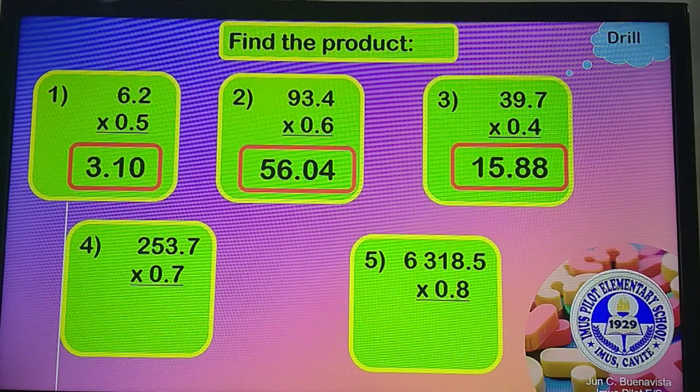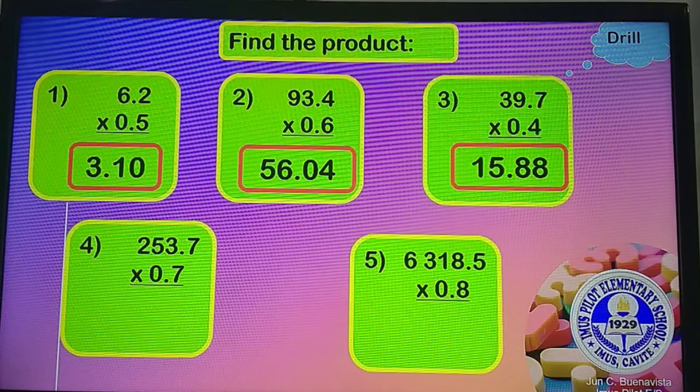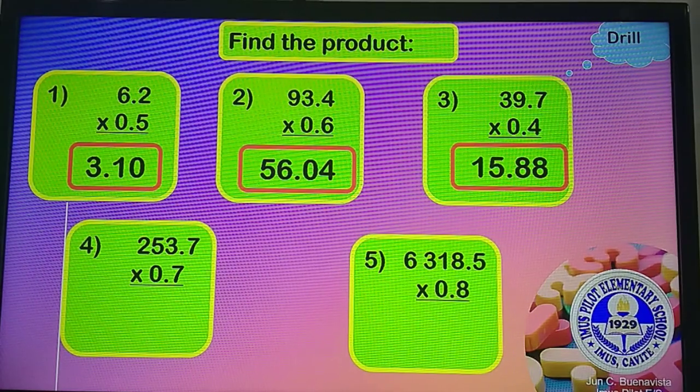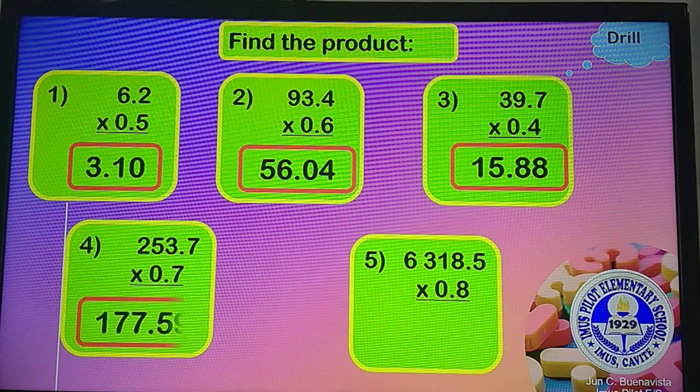Then for number 4, we have 253 and 7 tenths times 7 tenths. 7 times 7 equals 49. Bring down 9, carry 4. 3 times 7 equals 21 plus 4 equals 25. Bring down 5, carry 2. 7 times 5 equals 35 plus 2 equals 37. Bring down 7, carry 3. 7 times 2 equals 14 plus 3 equals 17. So our factors have 2 decimal places. Tenths times tenths is hundredths. So the answer is 177 and 59 hundredths. So you have 2 decimal places in your product.